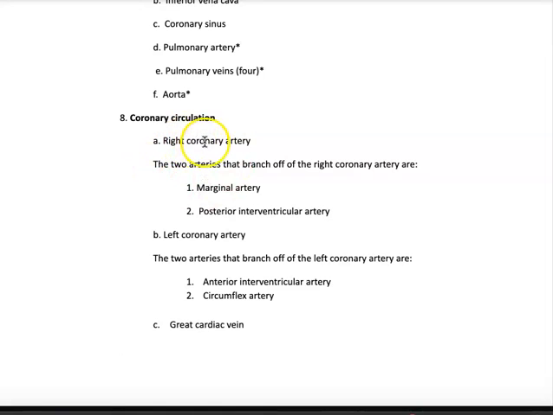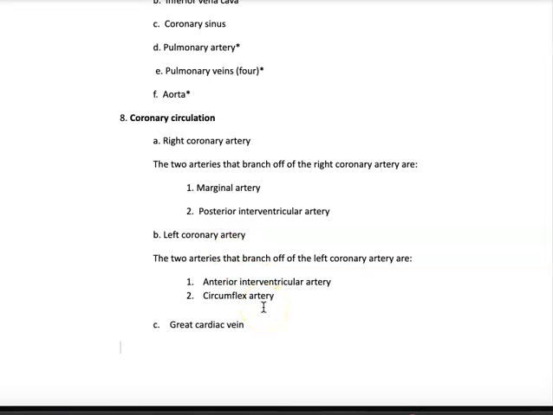So you'll have the right coronary artery, the marginal artery, and the posterior interventricular artery. Use the name to help you know where it is. Posterior in the back, interventricular between the ventricles. Those are branches off the right coronary artery supplying blood to the right side of the heart. The left coronary artery branches into the anterior interventricular, so in the front between the ventricles, and the circumflex artery, which branches off and goes around to the back of the heart.